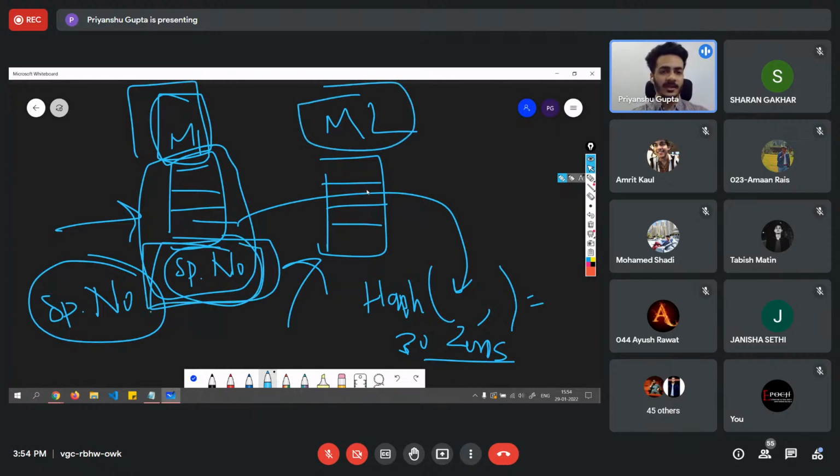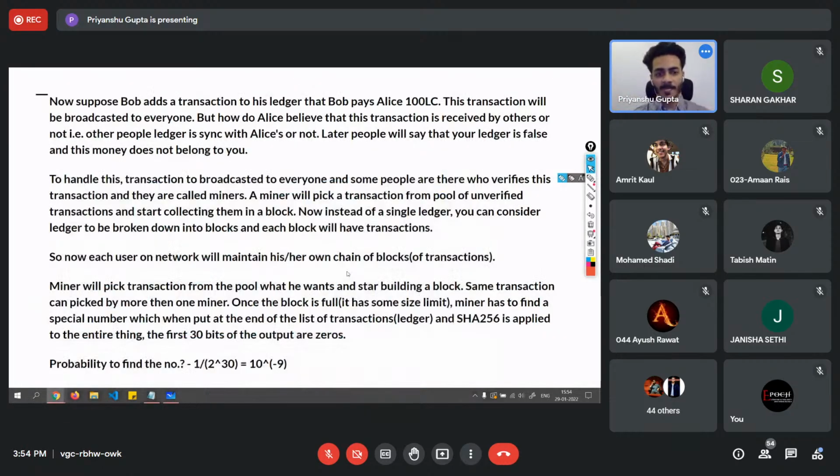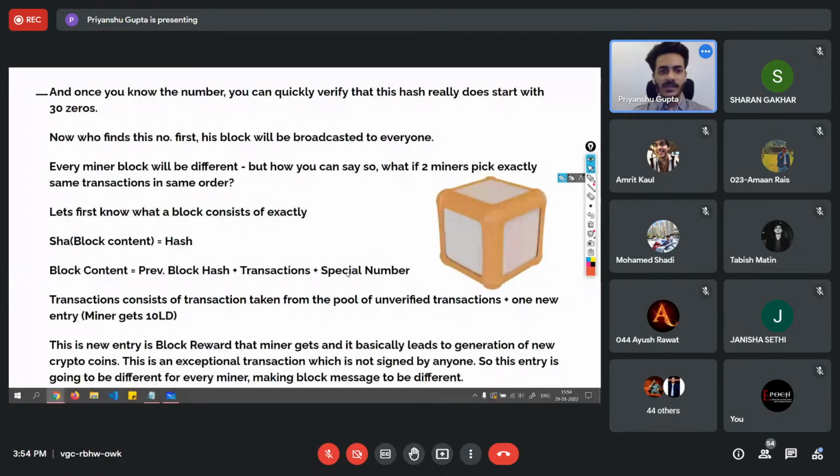So what it will do is, his block will be broadcasted to everyone. So every node that has a local replica will add this block to their blockchain. Let me clear this up in a better way. If I move further, let's say the miner 1 block is being broadcasted to everyone.